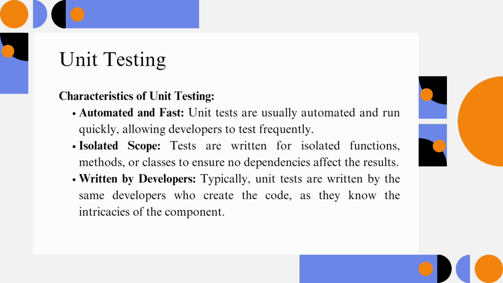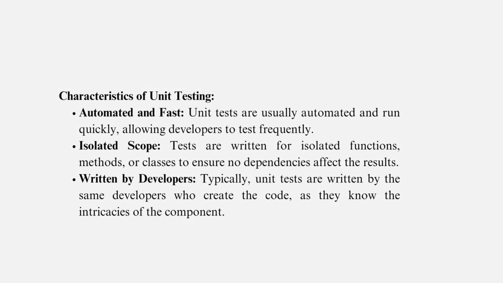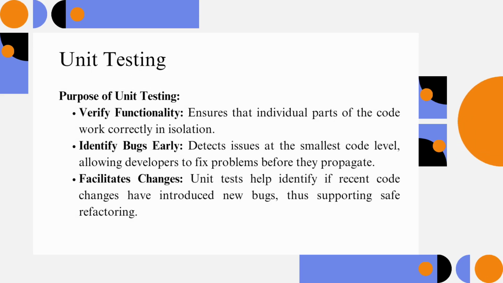Characteristics of unit testing. Automated and fast: unit tests are usually automated and run quickly, allowing developers to test frequently. Isolated scope: tests are written for isolated functions, methods, or classes to ensure no dependencies affect the results. Written by developers: typically, unit tests are written by the same developers who create the code, as they know the intricacies of the component.